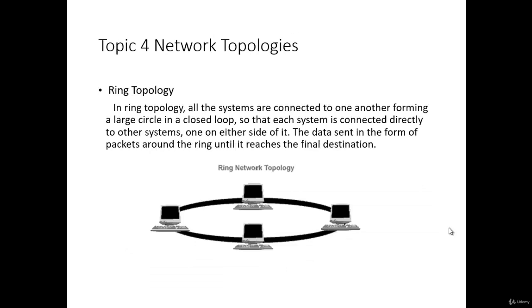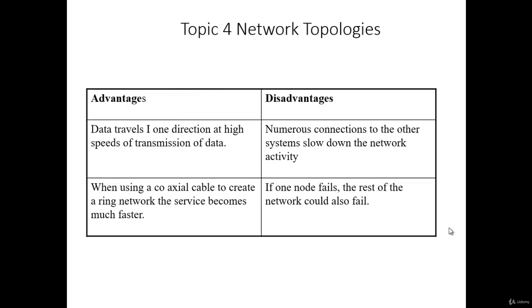Ring topology. In a ring topology, all the systems are connected to one another, forming a large circle in a closed loop, so that each system is connected directly to other systems, one on either side of it. The data is sent in the form of packets around the ring until it reaches the final destination. Advantages: data travels in one direction at high speed of transmission. When using a coaxial cable to create a ring network, the service becomes much faster. Disadvantages: numerous connections to the other systems slow down the network activity. If one node fails, the rest of the network could also fail.